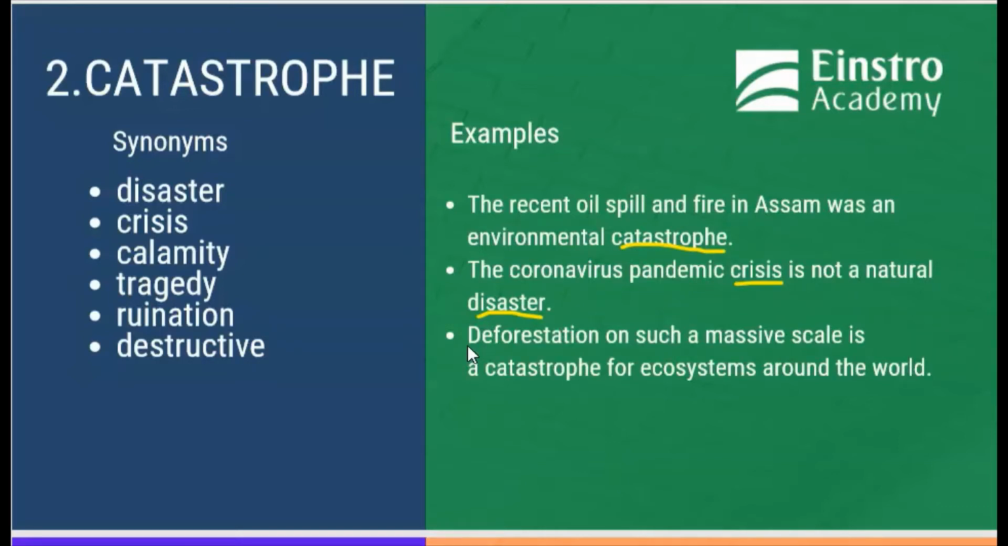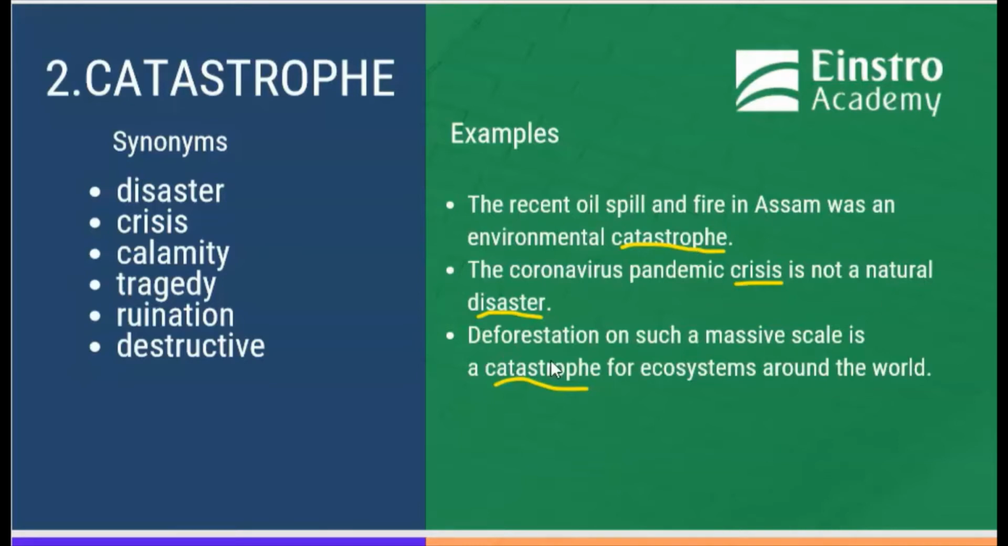Deforestation on such a massive scale is a catastrophe for ecosystems around the world. That means you are cutting down the trees that people are occupying for something. So it is a disaster. That's why, when you get a question related to the environment, you can use this word catastrophe, and it is now easy for you to remember.